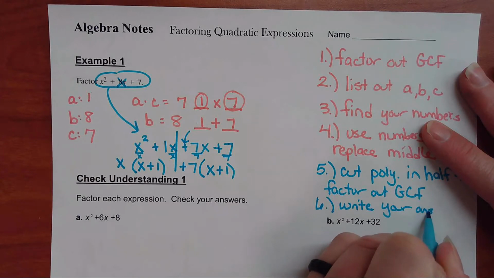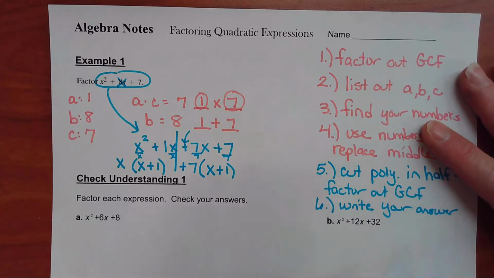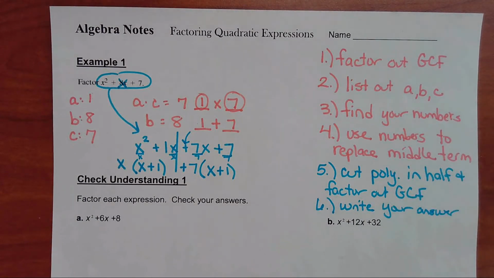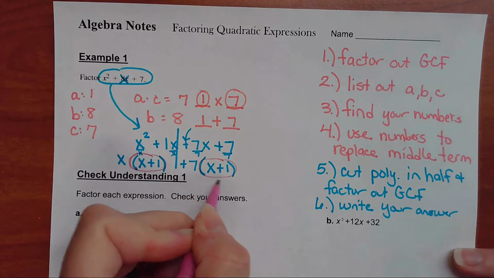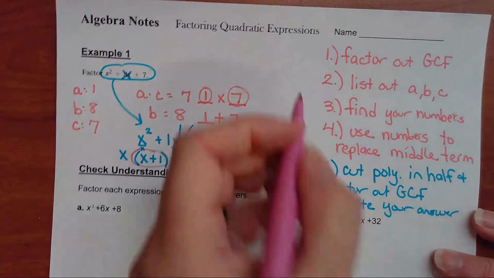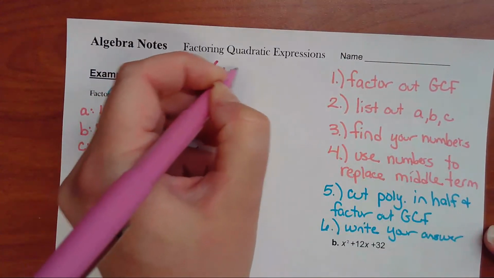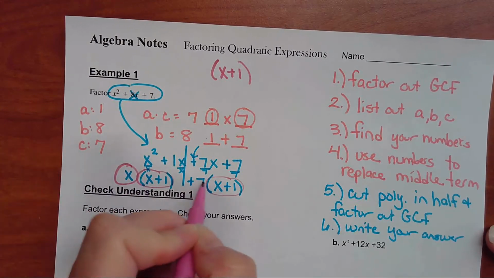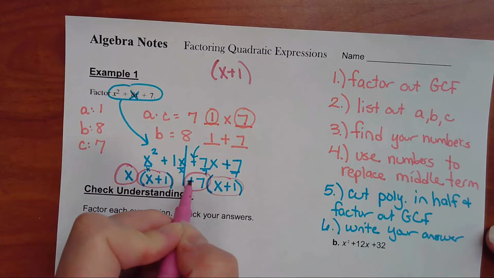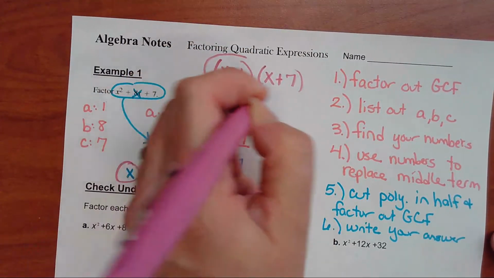At this point, you're going to just write your answer, and I'm going to show you how you do that. So if you take a look at what we did here, your parentheses should match, and they do. So you're going to take one of those. So our answer is going to be one of those. So I'm going to put it up here, x plus 1. And then out in front, your GCFs are the other set of parentheses. We have an x plus 7. x plus 7. And that is our factored form.